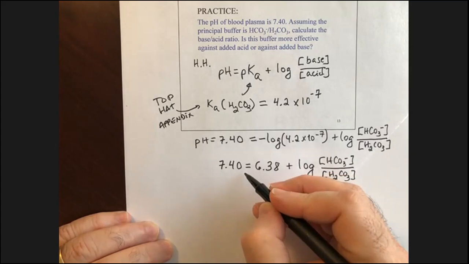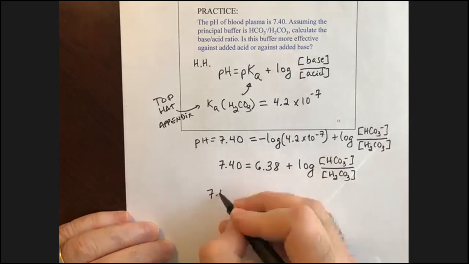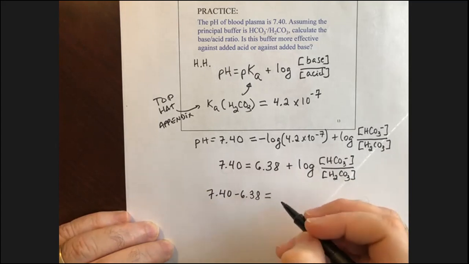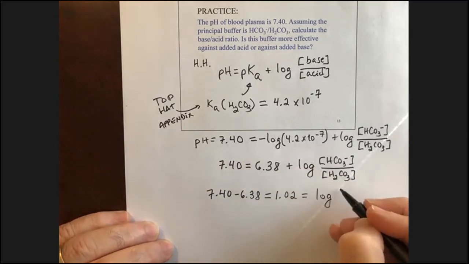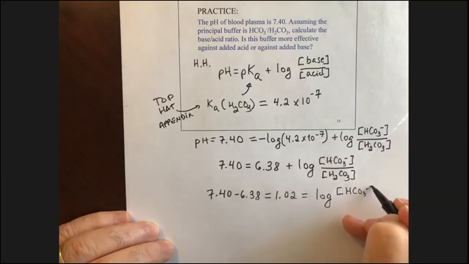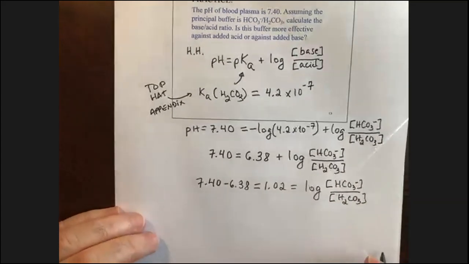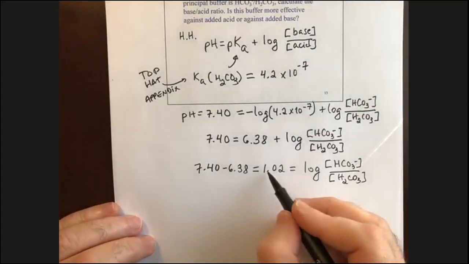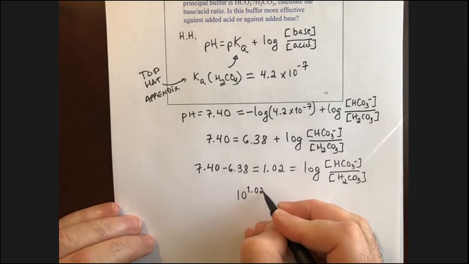So again, this is going to tell me that essentially 7.40 minus 6.38, which is 1.02, would be the log of this ratio here, right? Everybody with me? All right, and so now it's a matter of eliminating the log. So we have to elevate 10 to this exponent, so 10 to the 1.02.